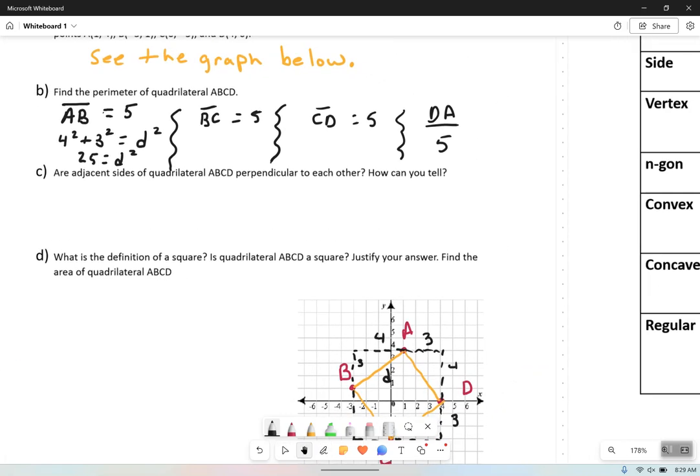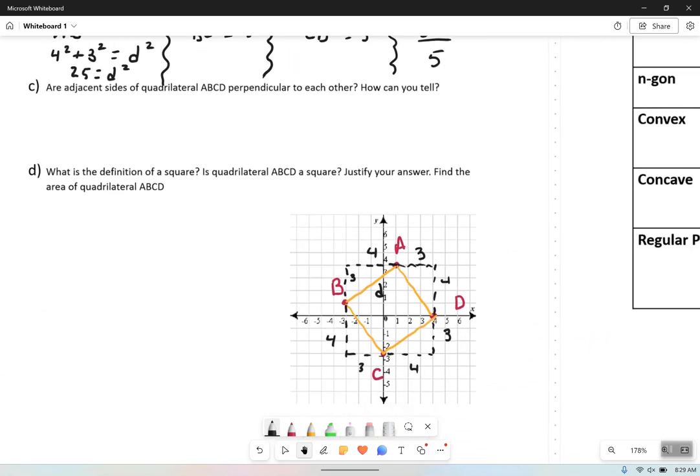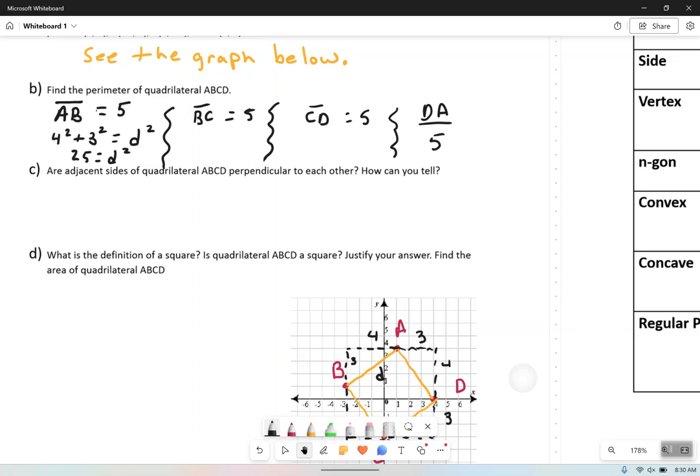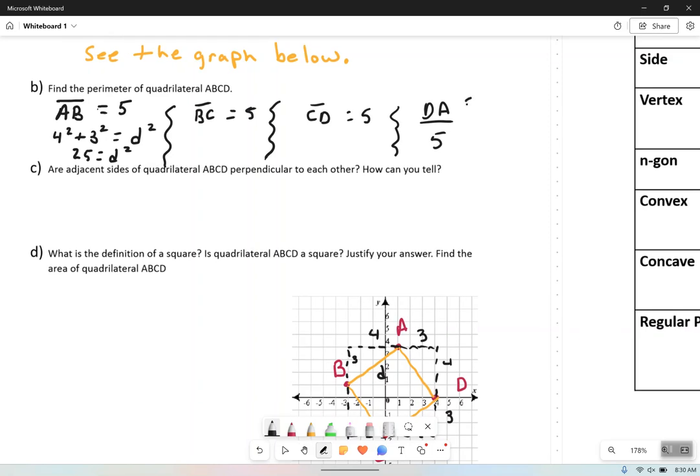Okay, so in part B, it says find the perimeter. Well, what do all sides equal here? What's 5 times 4 sides? So the perimeter must be what? Yep. Your perimeter is 20.